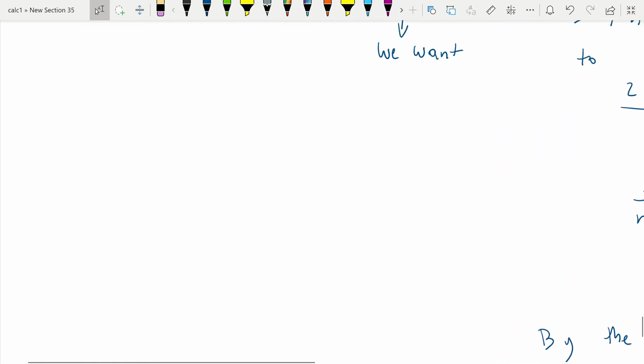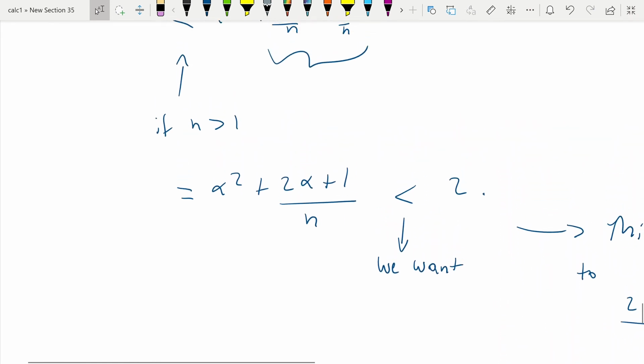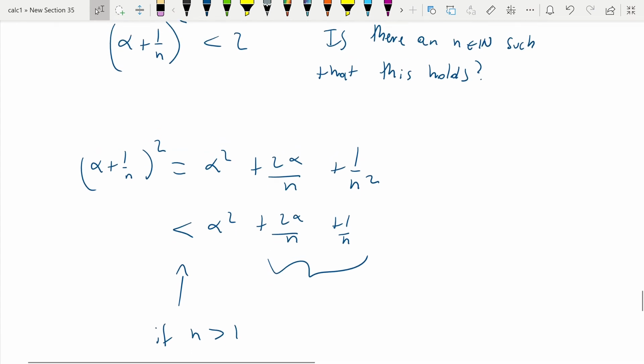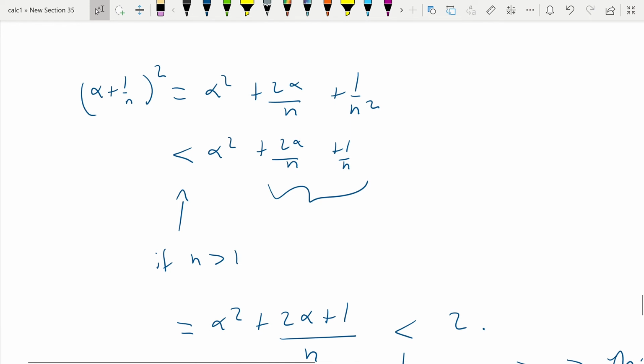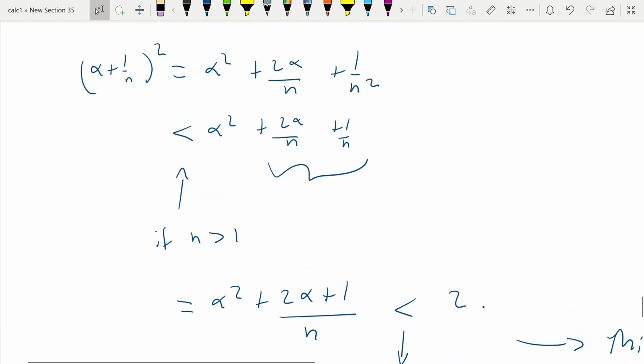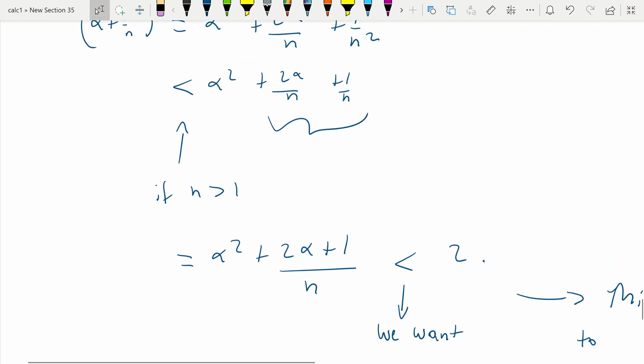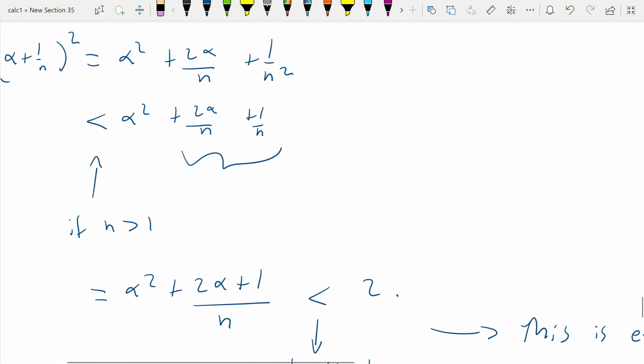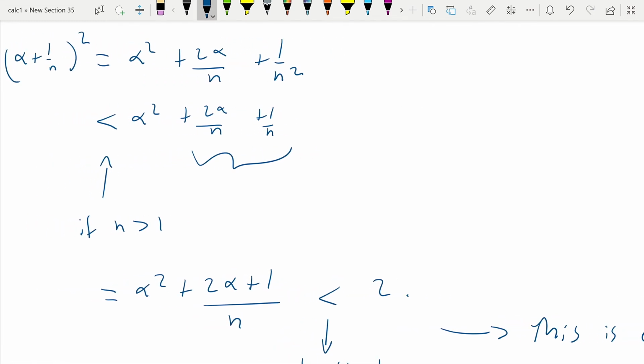Going back to this computation here, remember we already have this. This is equal to alpha squared plus 2 alpha plus 1 over n. We used the last inequality, where we're replacing 1 over n squared by 1 over n. We're bounding 1 over n squared by 1 over n from above.